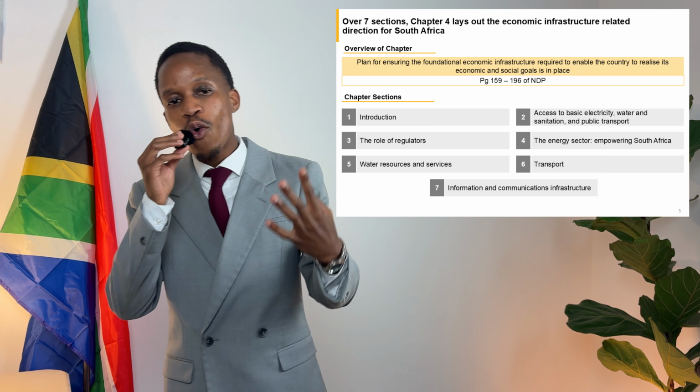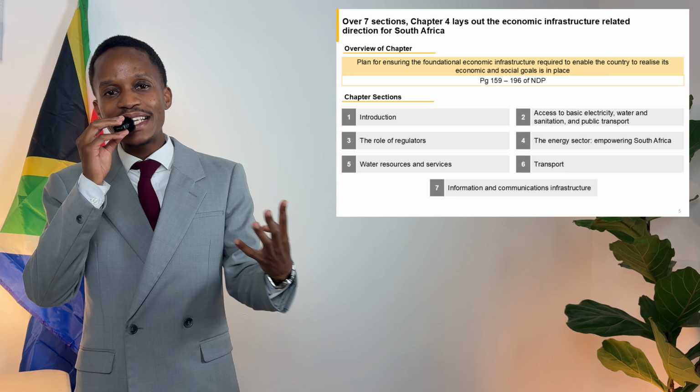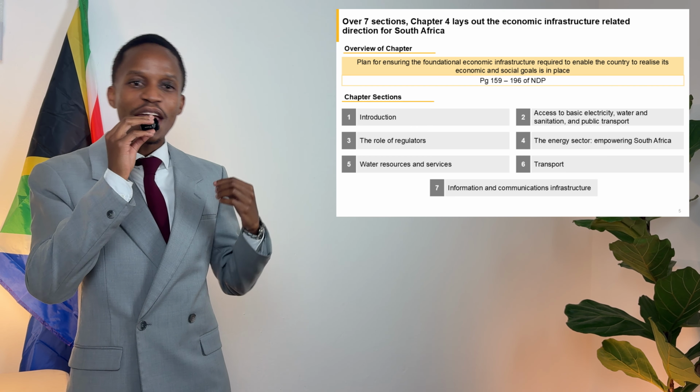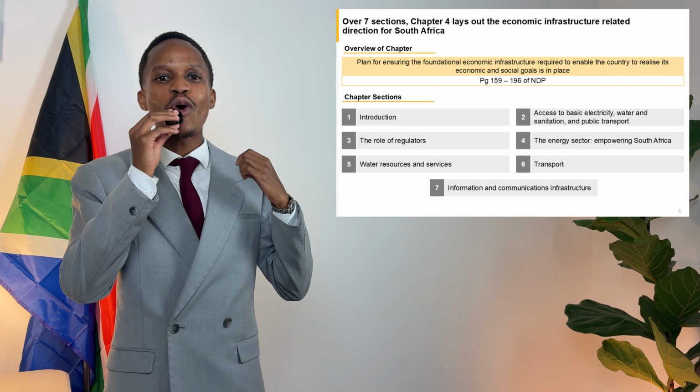Number 2, water resources and services, which is all the key water-related infrastructure. Number 3, transport, which includes all infrastructure related to moving people and products. And number 4, information and communications infrastructure, which is the infrastructure that allows for our wireless and digital connection, from your ability to call people, connect to the internet, and even watch TV.